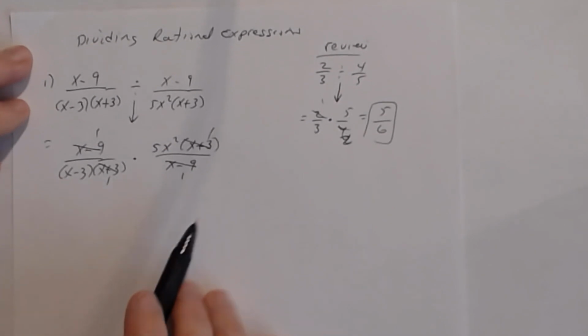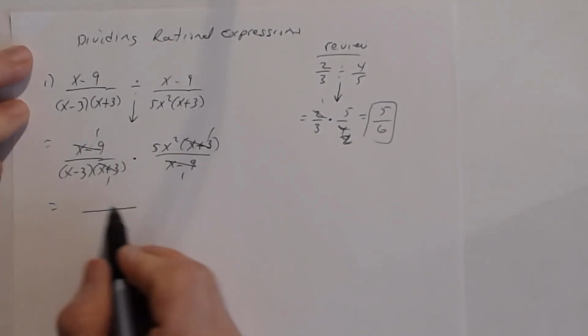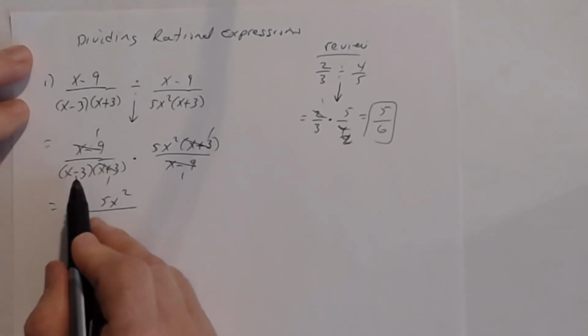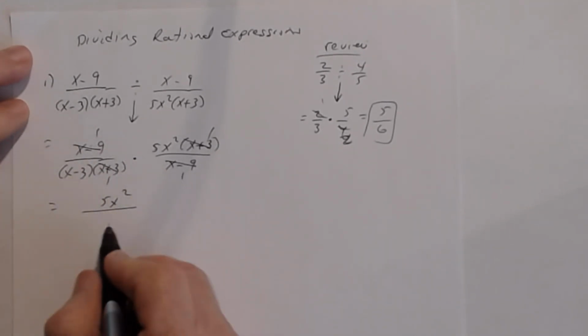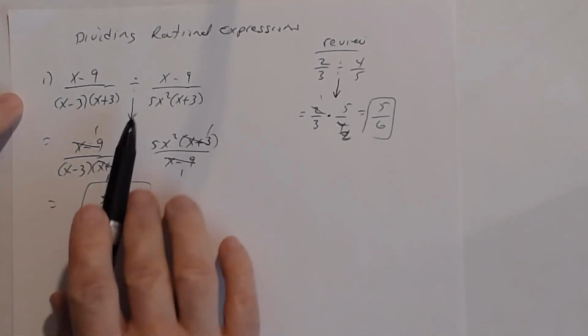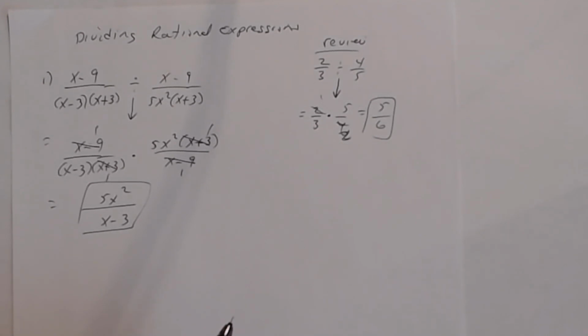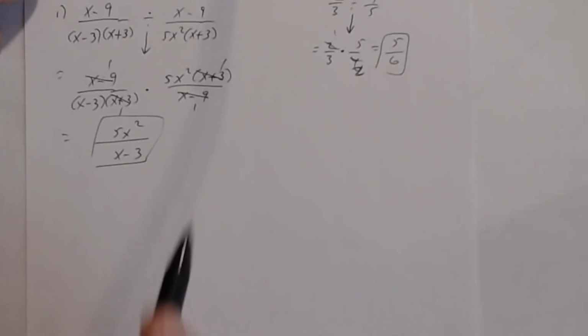You just write it as one fraction. So you go 1 times 5 times x squared times 1, which is 5x squared. And then x minus 3 times 1, which is x minus 3. There's your answer. So the only difference was changing division to multiplication, and then the rest is what we've been talking about. So let's look at number 2.